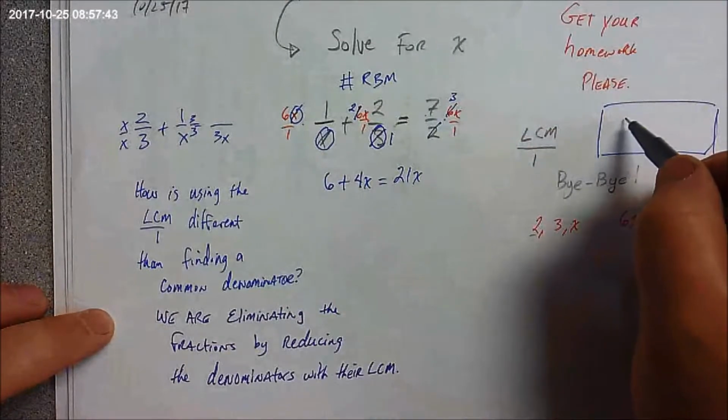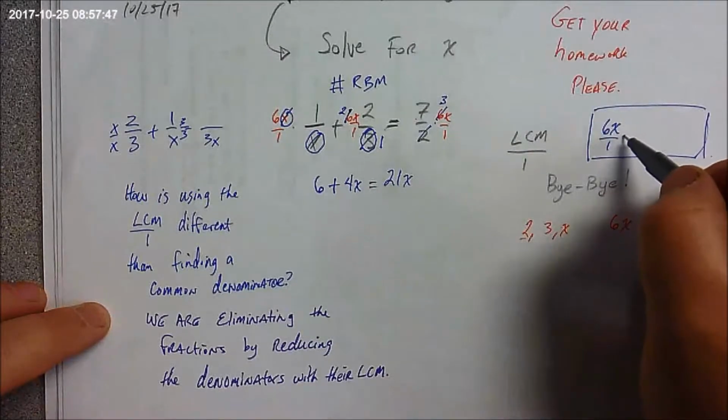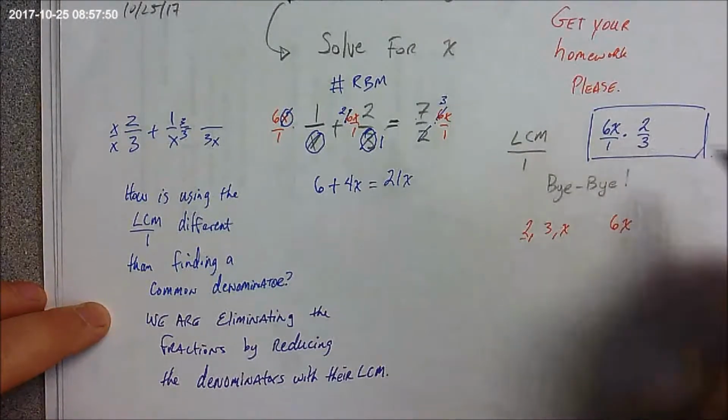We've got 6x really over 1, right? Times 2 over 3. Like that, right?